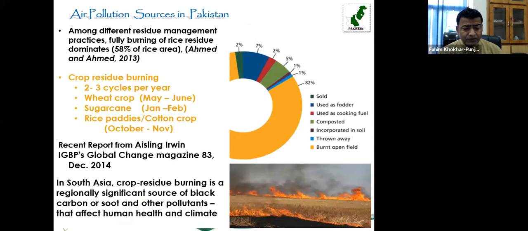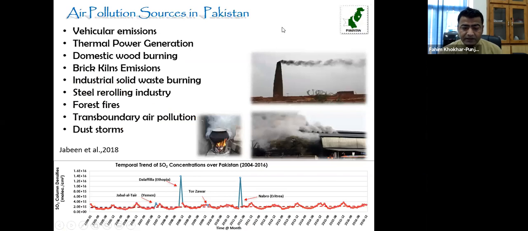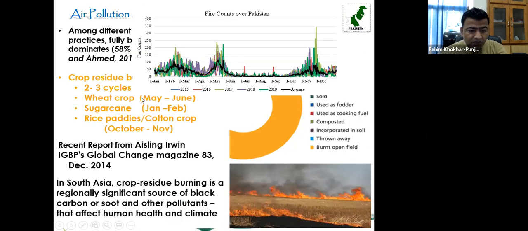Mainly we have 2 to 3 crop residue burning cycles in Punjab, Pakistan, or in Sindh as well. We have the wheat crop cycle during May and June, sugarcane in January and February, rice paddies and cotton during October and November. It is very prominent when we see the fire activity incidences here. You see the first cycle about sugarcane and then the second, wheat crop residue. This is from the rice paddy fires in Pakistan. You see it is big, starting from November to December.